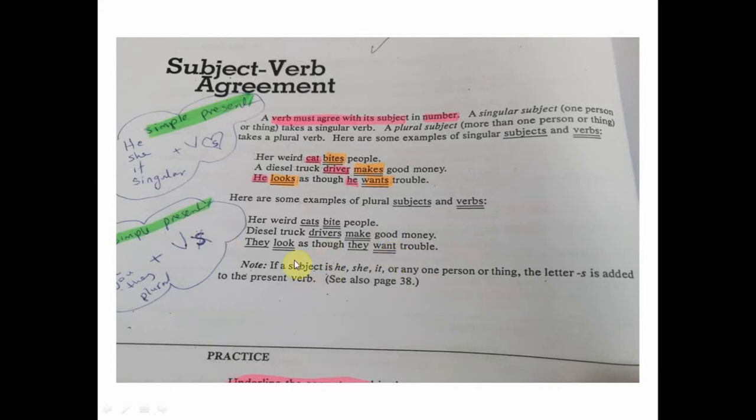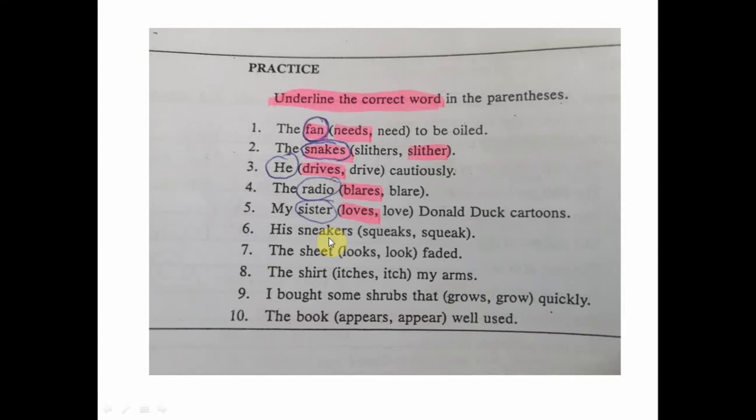Now keep it in mind that a plural subject has S. Plural verb doesn't have S. And it's the opposite here. Singular subject has no S, but singular verb has S. Okay? Now, underline the correct word in the parentheses.